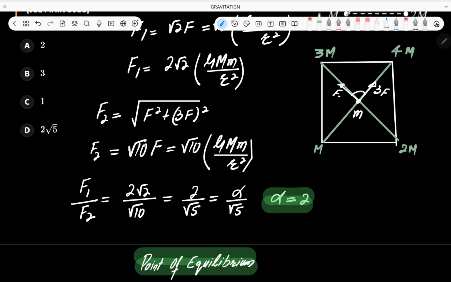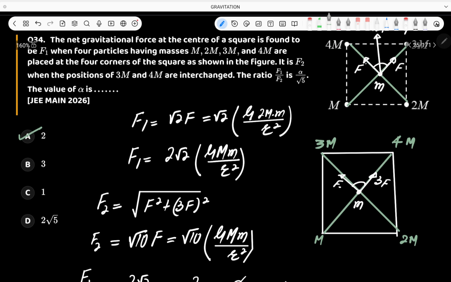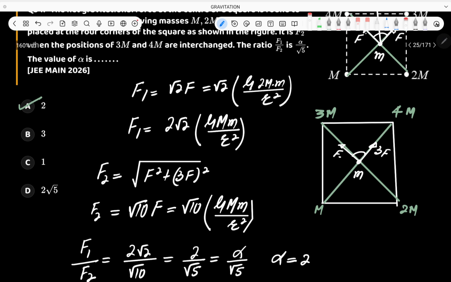So the answer to this question is that alpha comes out to be 2. Is there any option given that is alpha equals 2? Option number A is correct. And this question has been asked in JEE 2026, that means this year only.